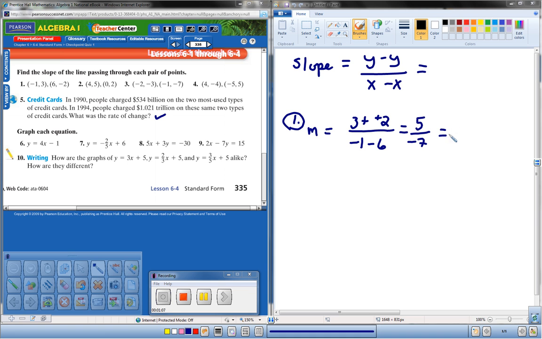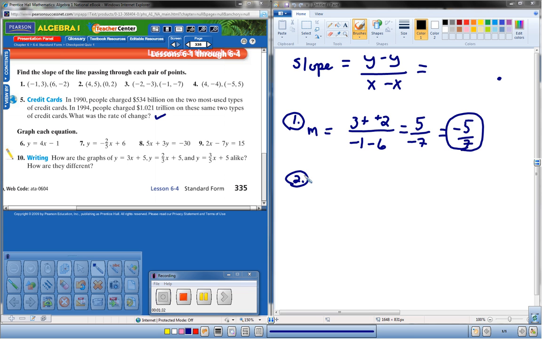I don't leave fractions with negative signs in the denominator. If there's only one negative sign, I put it out front. The slope there is negative 5/7. If somebody were to say, what does a slope of negative 5/7 mean? That means from any point on the graph, to find another point, you could go down 5 and over 7.